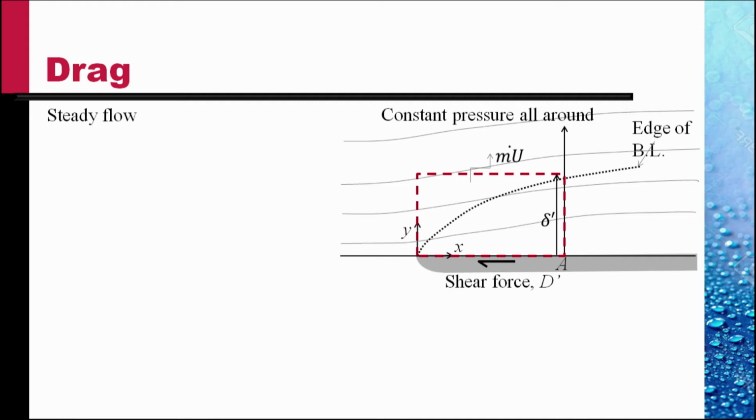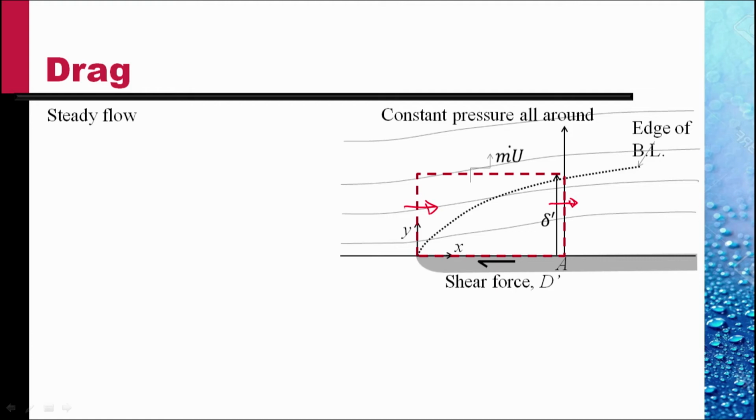Let the rate at which the mass leaves this upper surface of the control volume be m dot. So the momentum it carries is m dot times capital U, the inviscid velocity, the x momentum. And what is m dot? M dot is obtained as the mass entering this left control surface and leaving at the right control surface.